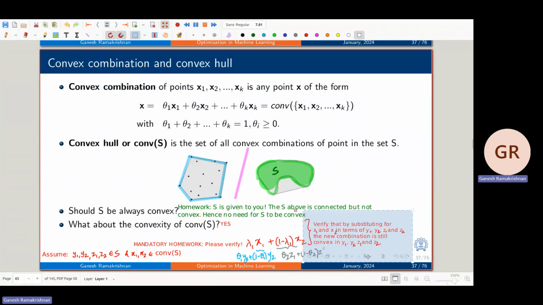So how will their combinations look like? Get a little familiar, right, with compositions. That will be very handy. So in fact, you can verify that by substituting for x1 and x2 in terms of y1, y2, z1, z2. The new combination will still be convex in y1, y2, z1 and z2. Basically, you need coefficients who sum up to 1 in y1, y2, z1, z2. So I leave you with those two homework problems.